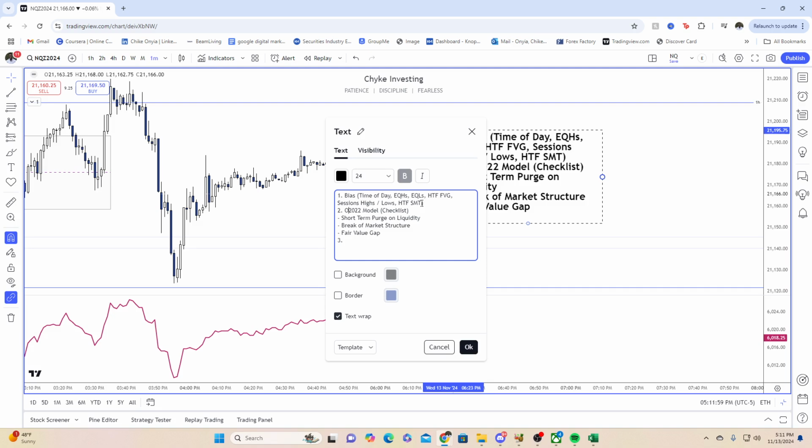So let's actually make sure this is an obvious 22 model. You don't want something that is hard to see. You want to see a very obvious 22 model. And these things are blatantly staring you in the face, these three things right here.